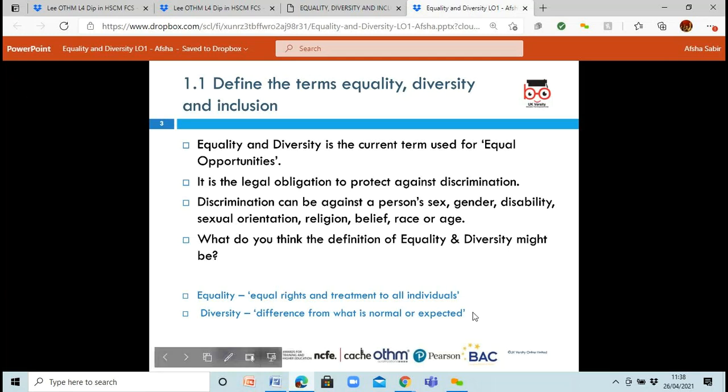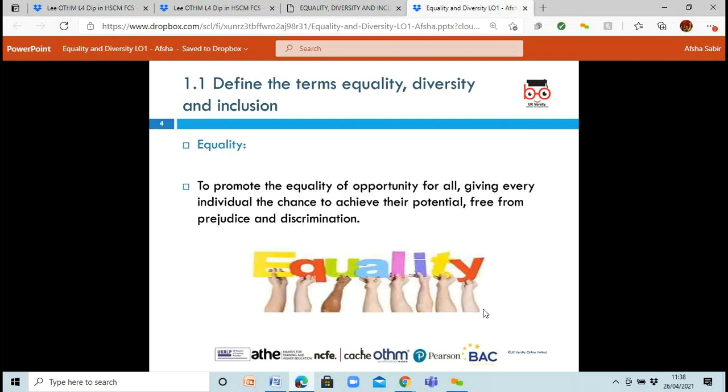So as a little recap, equality means equal rights and treatments to all individuals, and diversity means the difference from what is normal or expected. So for equality, we need to be able to promote equality for all, give every individual a choice. So let them be able to reach their potential without the worry of being prejudiced or discriminated against because of whatever their beliefs might be or what they might look like or how they might talk.